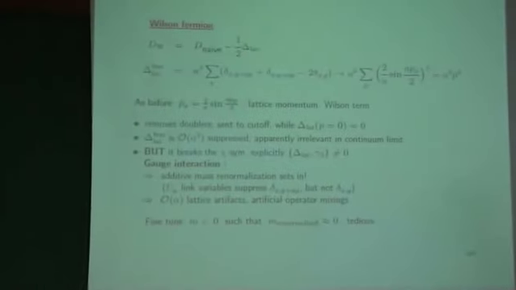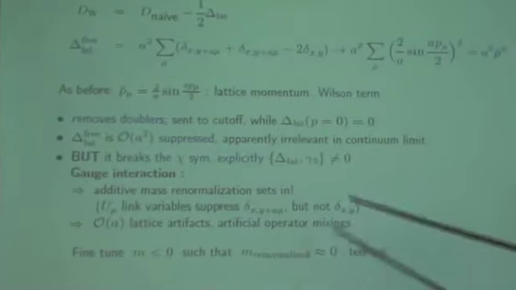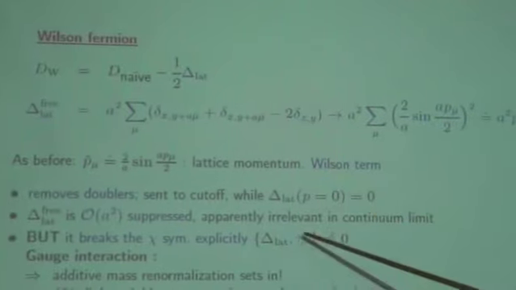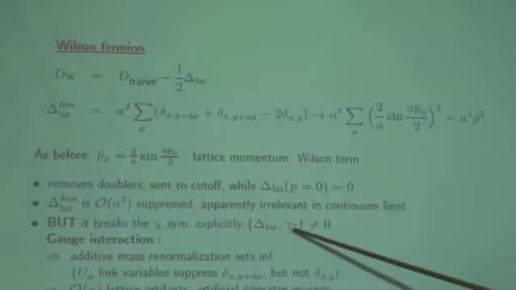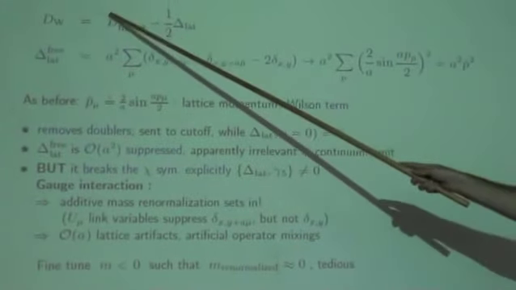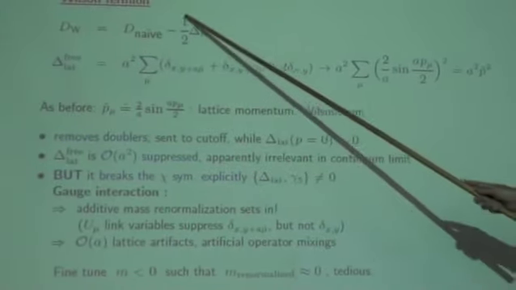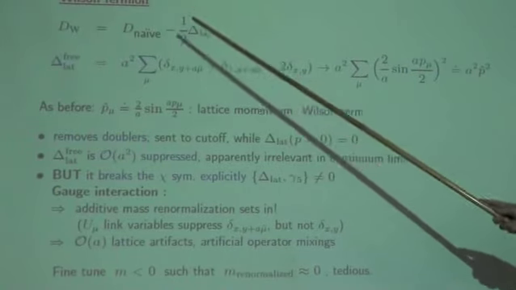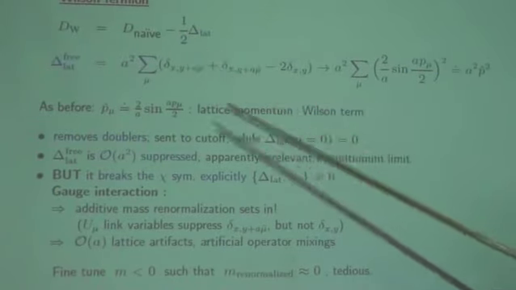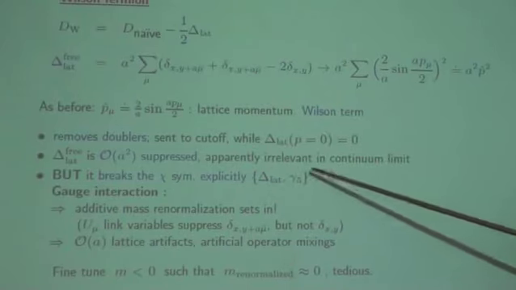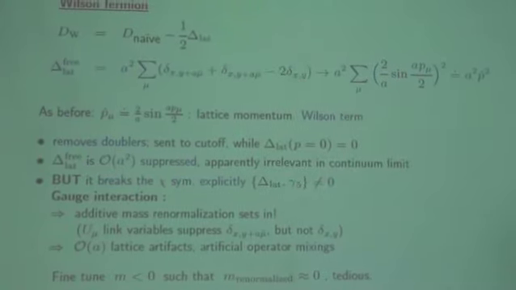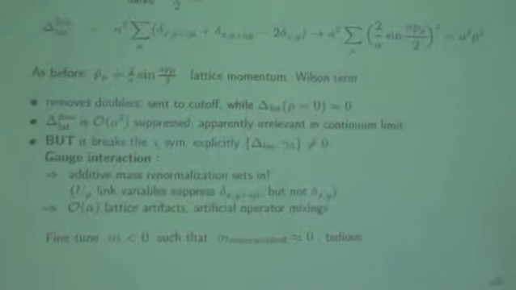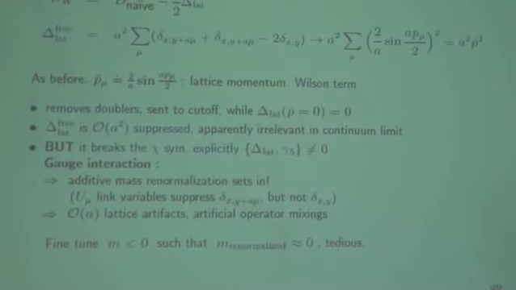So this seems like a simple but successful recipe, but the problem is that this term here breaks explicitly the chiral symmetry. Chiral symmetry means that the Dirac operator anti-commutes with gamma 5, which is true for D naive, but this extra piece here commutes, it does not anti-commute with gamma 5. This is just a scalar here. So this is not true anymore. So D Wilson does not anti-commute with gamma 5 because this piece here does not. So then we have to think about the consequences.